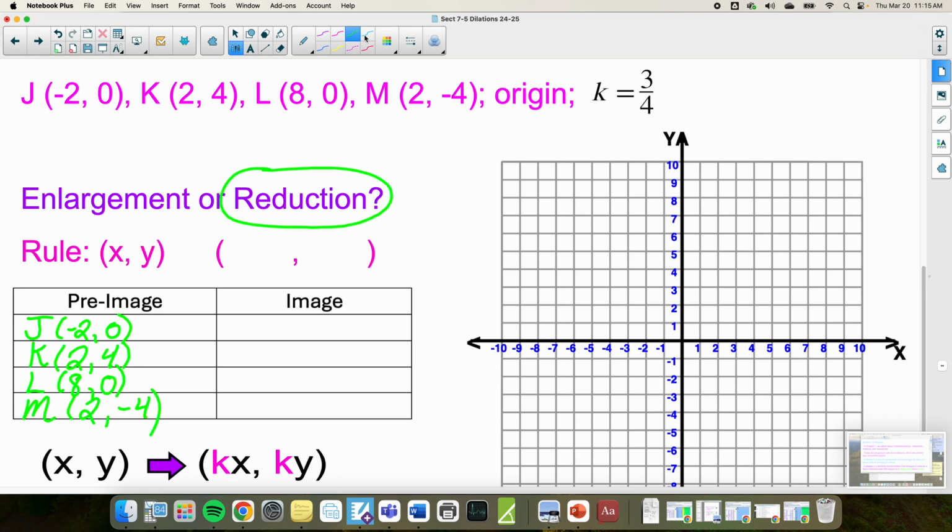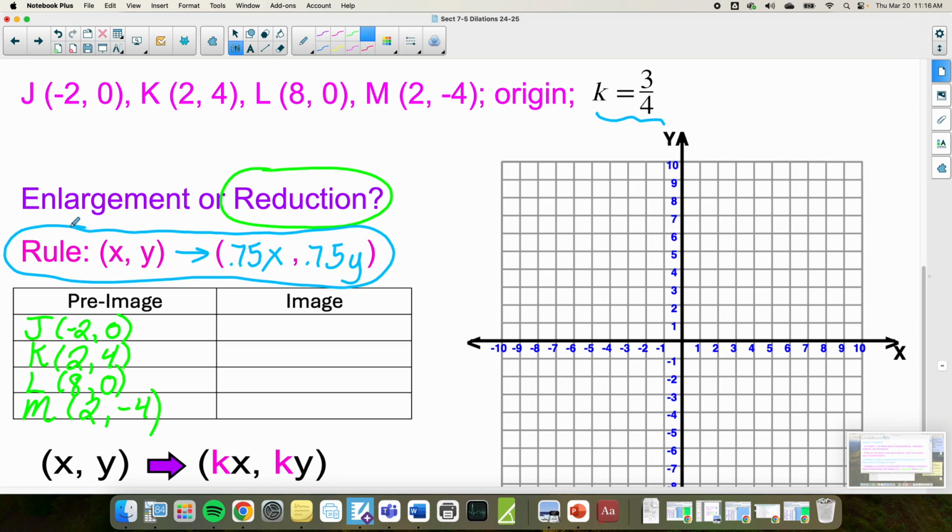Very good. The other thing that we have to do, there should be an arrow here actually, is write what they'll call the rule for the dilation. That's just where you take your K and you can write it as a decimal or a fraction. I tend to like decimals, so you'd go 0.75 times every x and 0.75 times every y. So this is another answer.